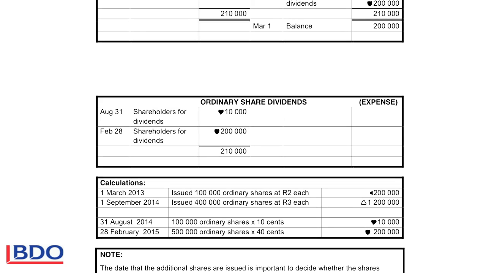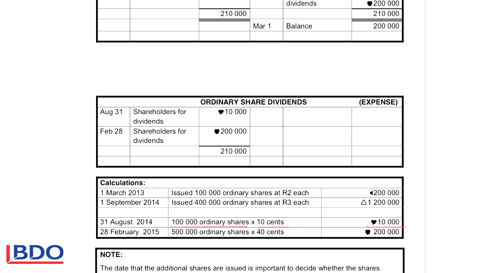So if we look at this calculation, on the 31st of August, when the interim dividend is declared, 100,000 shares were already issued. We will therefore have to calculate the dividends on that 100,000 shares. The dividend is 10 cents per share, so it means that the shareholders will receive 10,000 Rand.